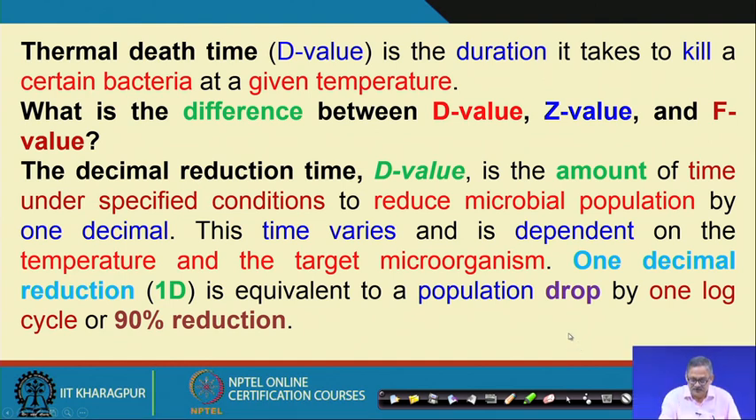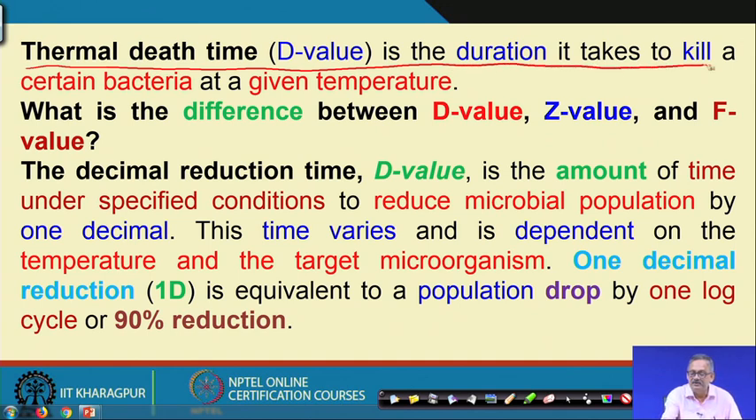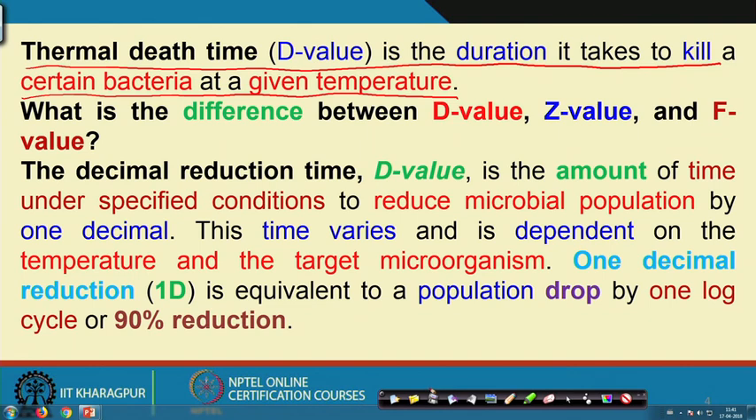So, we come to the new word, thermal dead time. Thermal dead time, or D value, is the duration it takes to kill a certain bacteria at a given temperature, right? So, thermal dead time is normally denoted by the term D value. That is nothing but the duration it takes to kill a certain bacteria at a given temperature. So, the time required to kill an organism at a given temperature is the D value, right.